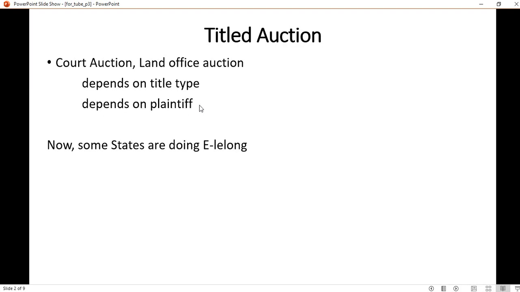For example, if the property is based in Johor, but the plaintiff is based in KL, the property can be auctioned in KL High Court or Selangor High Court. Okay, and some of the states right now are doing e-lelong, for example, Pahang and Perak. In the future we'll talk about e-lelong.